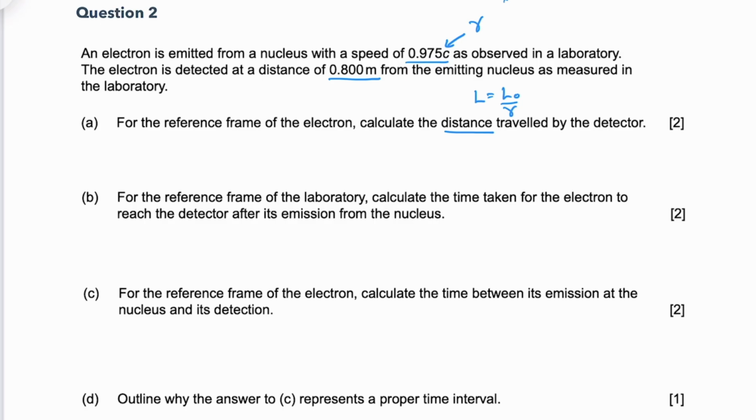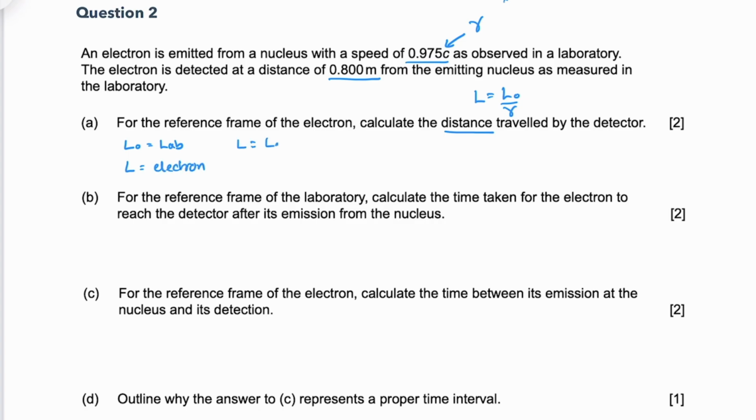Okay, but before we can do that, we have to work out who is measuring proper length and who is experiencing contracted length. Now, proper length is defined as the length measured by an observer who is at rest relative to the object being measured. And in this case, the lab is at rest relative to the frame of the electron. So the lab is experiencing proper length and the electron is experiencing contracted length.